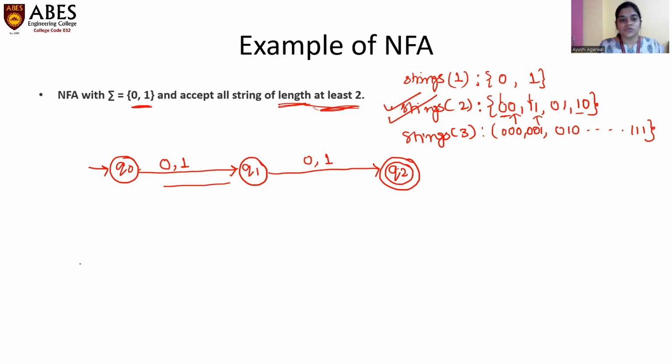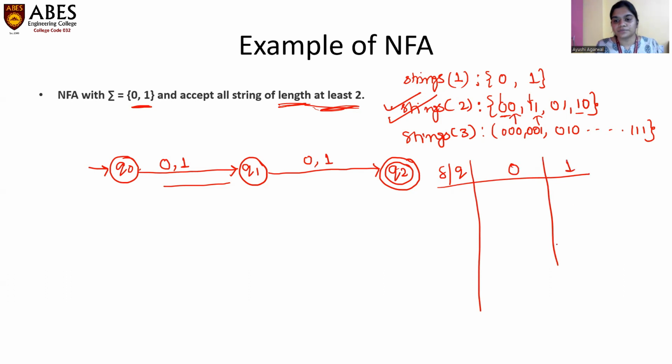That's how we came to the final state. So this is our required NFA for this particular question, where strings of length 2 must be accepted by your NFA for input symbols 0, 1. Now, if you want to write the transition table for this particular NFA, you may write it like this. You have input 0 and input 1. You have 3 states again. Q0 is your starting state, Q1 is your intermediate state, Q2 is your final state.